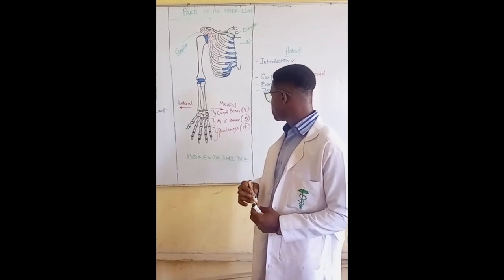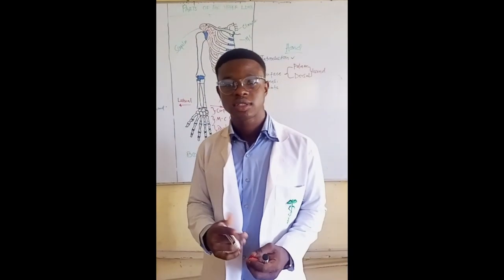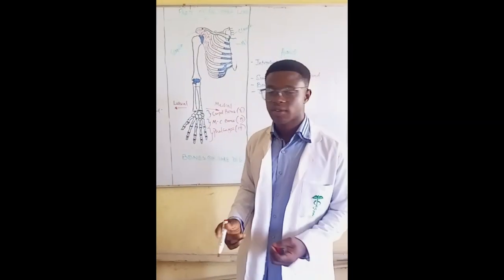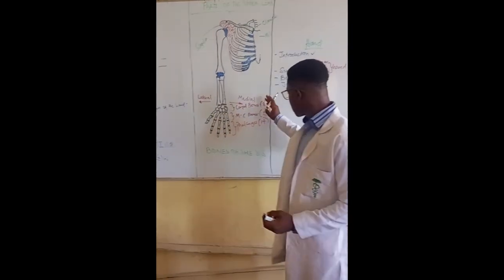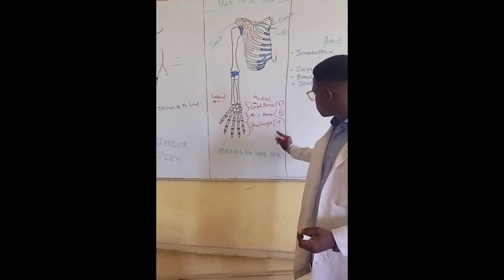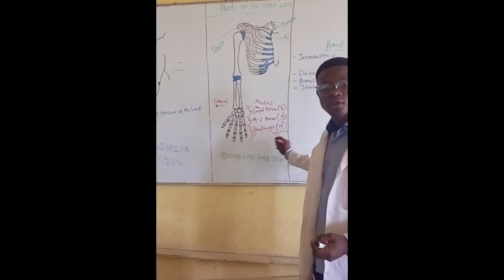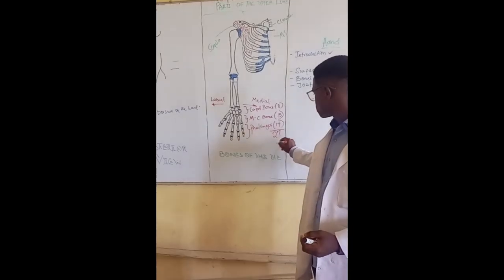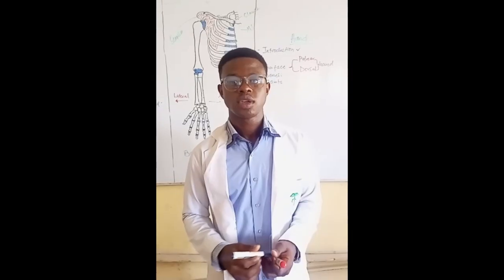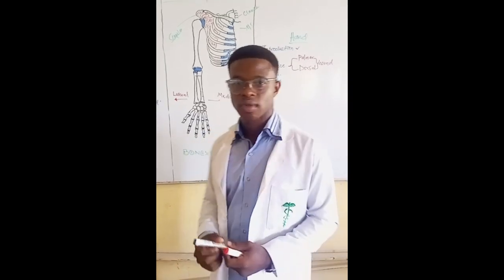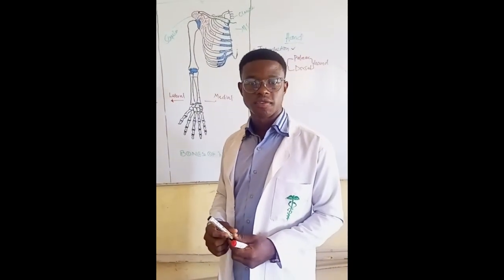Now, the total bones of the hand are 27. Adding this up will give you a total sum of 27 bones. The joints of the hand. Now we have 6 major joints of the hand.